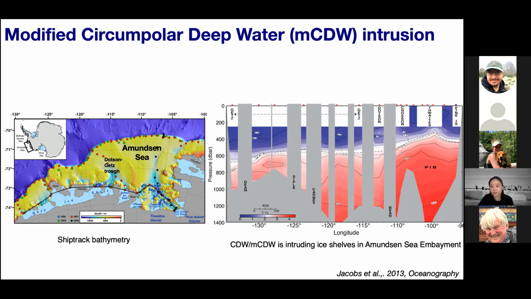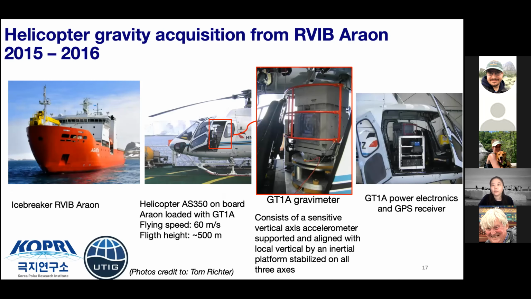However, whether these troughs are continuous through the ice shelf cavity, we need to know the bathymetry of the water cavity. To understand the potential pathway for warm ocean water to enter into the Getz cavity, we conducted a bathymetric survey using a ship-based gravimeter-equipped helicopter as part of a collaboration between UTIG and the Korea Polar Research Institute.